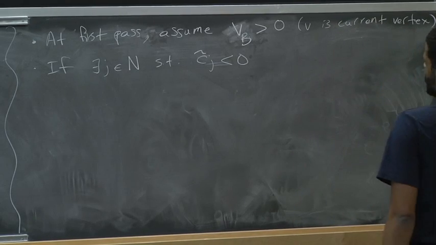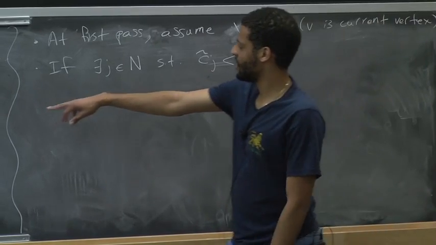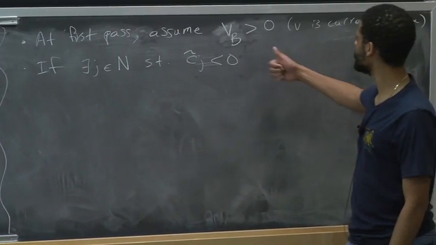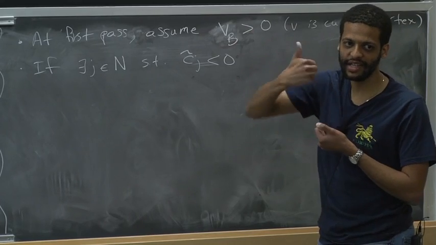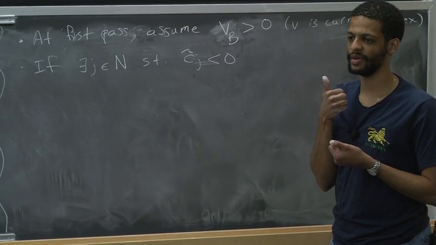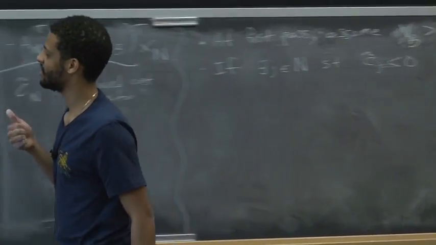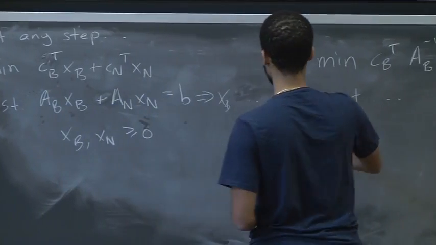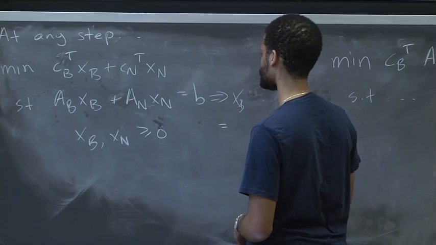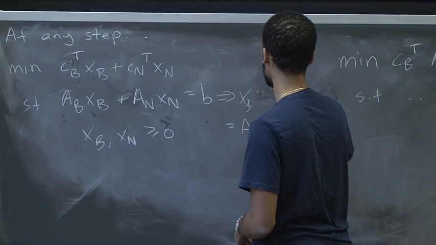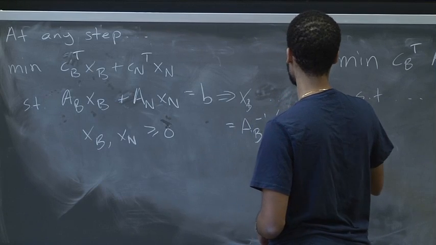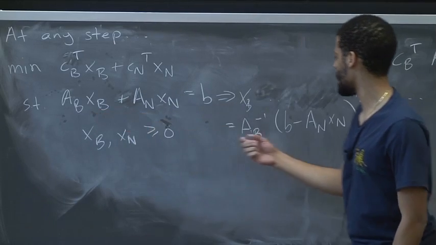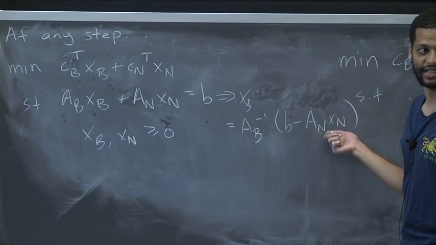Okay. So the point is that if any of the reduced cost entries are strictly negative in capital N, then what I can do is I can take this vertex and start incrementing the jth coordinate. Okay? Notice, though, that if I actually wrote this out, x_B is equal to A_B inverse applied to b minus A_N x_N. Right. So the point is, the variables in B actually depend on the variables in capital N.